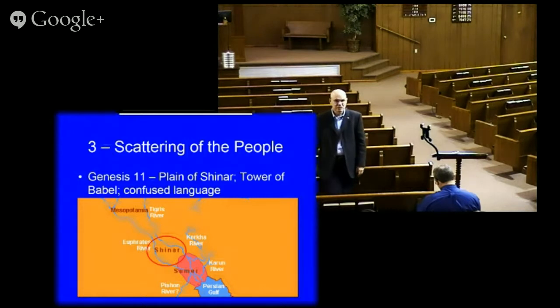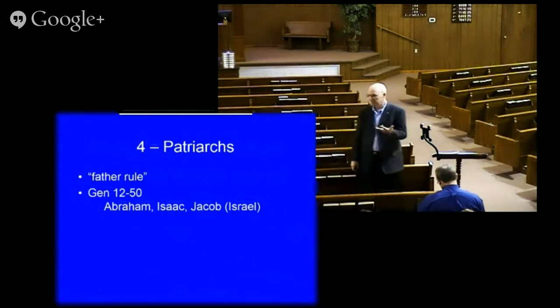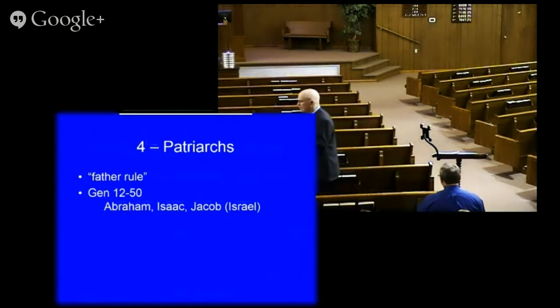Then we get into patriarchs, fourth period. These are the four we'll cover this quarter: 1, 2, 3, and 4. Patriarch simply means father rule. See the word patriarch in there, and monarch, the word arch, father rule. And we have the three patriarchs, Abraham, Isaac, and Jacob. This is going to cover the rest of the book of Genesis, chapter 12 through 50.